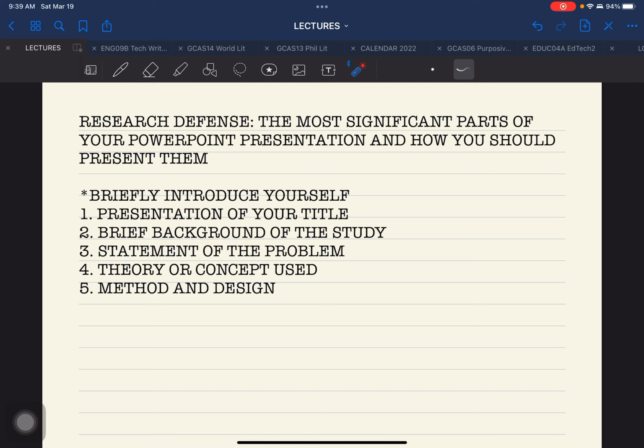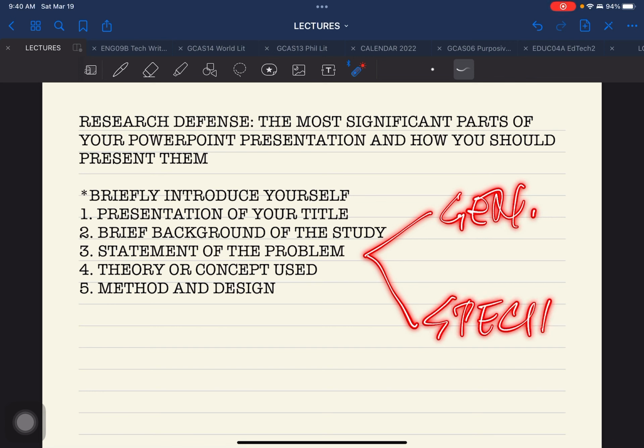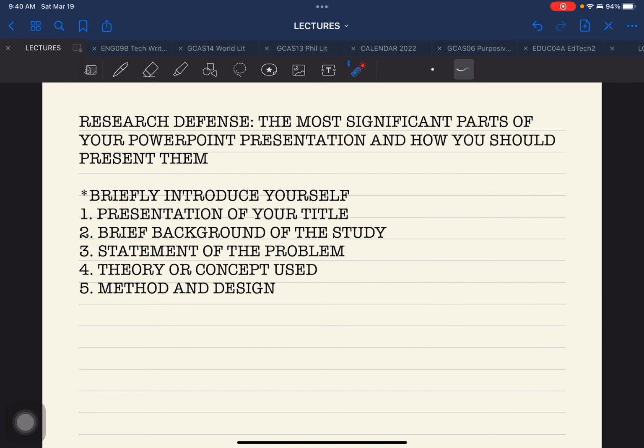So after presenting your title and a brief background of your study, present immediately the statement of the problem or the SOP. The SOP is divided into 2 parts. So you have the general problem and then the specific problem. Make sure you double check your PowerPoint presentation if you have these parts reflected in it.